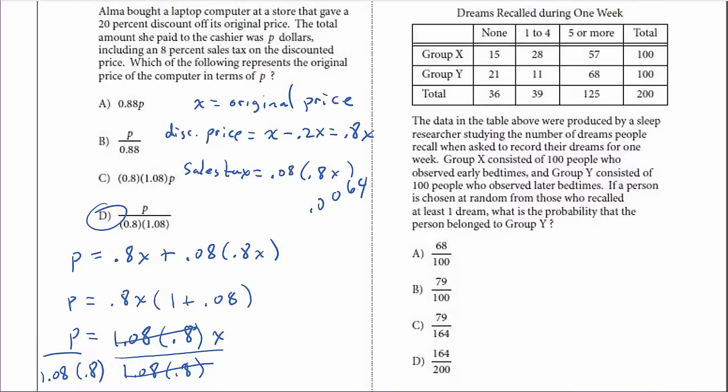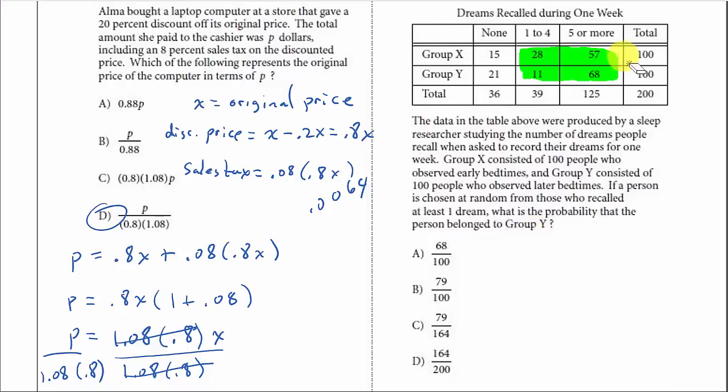All right, so remember, probability is the number of successful outcomes over the number of possible outcomes. We have to be careful when we're reading this. It says, if a person is chosen at random from those who recalled at least one dream. So what that's telling us is that we're looking only at this, at least one. We're not considering these because these didn't recall any. And then it wants to know, what is the probability that the person belongs to group Y?